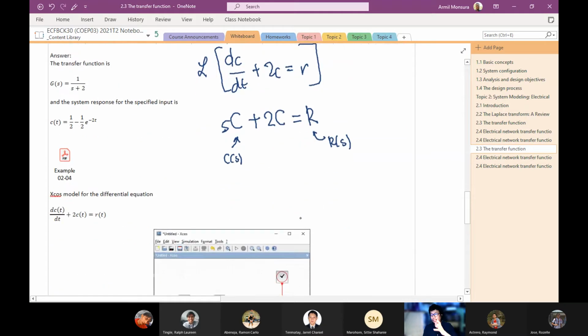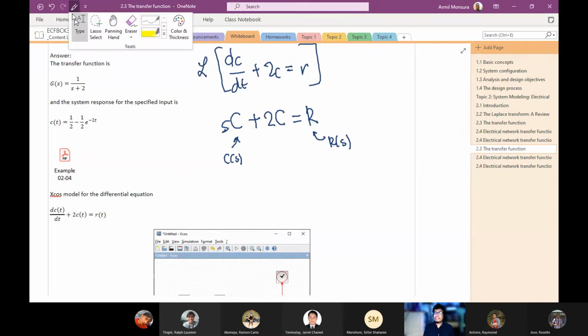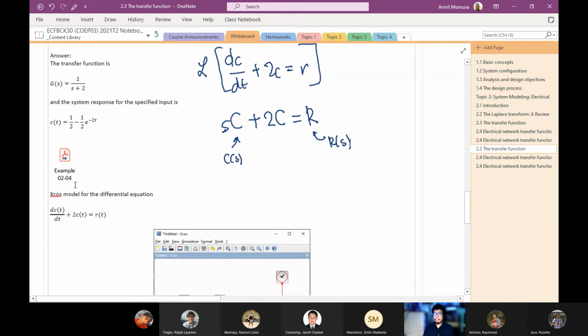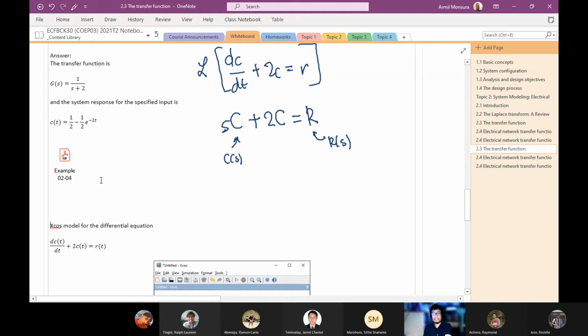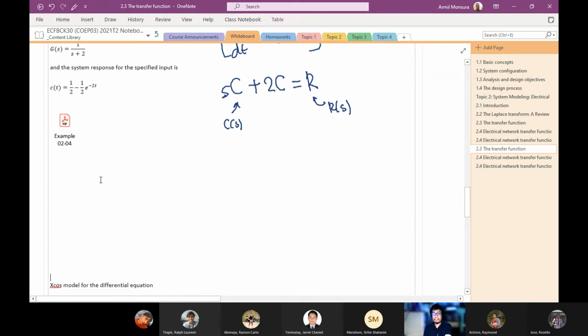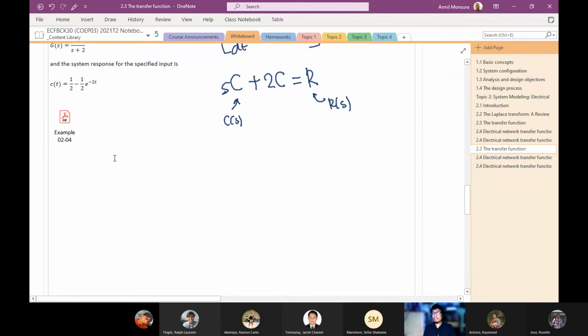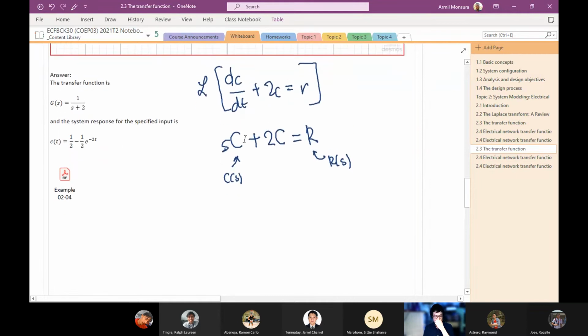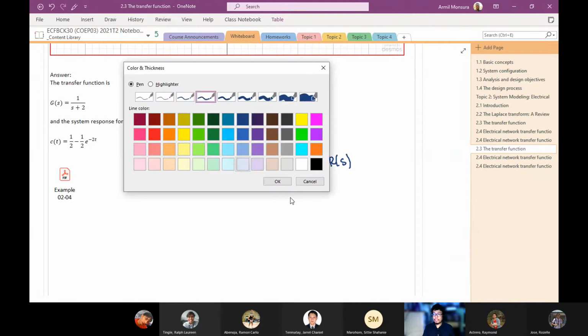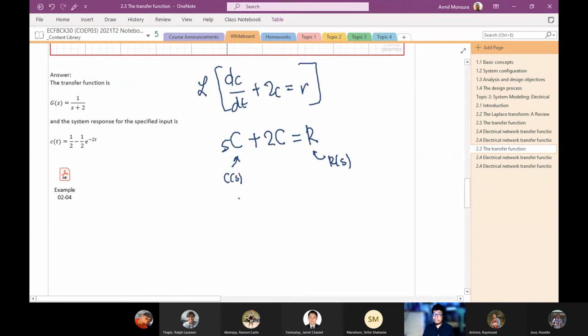Now, again, as we have done in the previous derivation, let's look at the left side of that equation after taking the Laplace transform. It contains all the terms containing the function C, so they can be factored out. That gives us (s + 2) times C equals the right side, which is R.